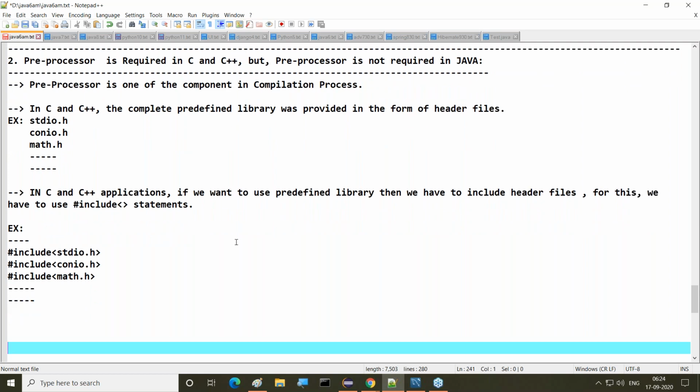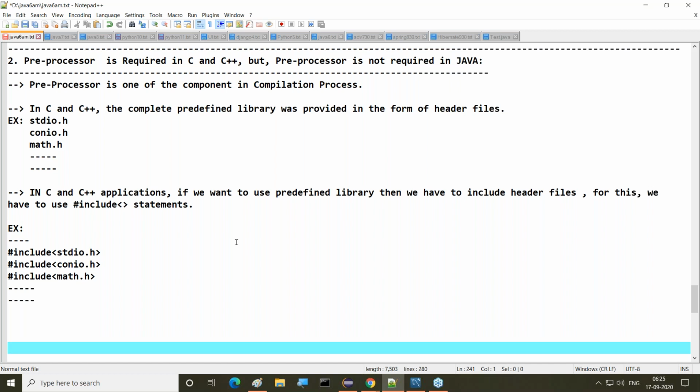So the library is provided by C and C++ in its software, in the form of header files only, predefined library, header files. But if you want to use that predefined library in C and C++ applications, we have to include these header files in the programs. To include these header files in the programs, we use the hash include statement: hash include stdio.h, hash include conio.h, hash include math.h. Like this, we include these header files in the C and C++ program. Only by this are we able to use the predefined library in our applications.